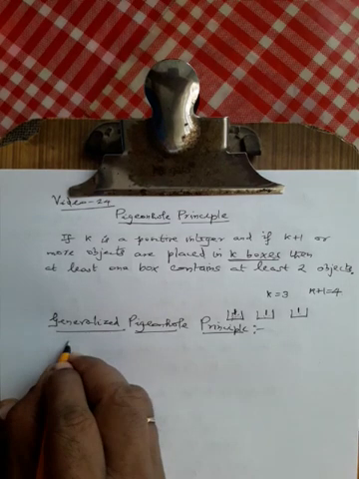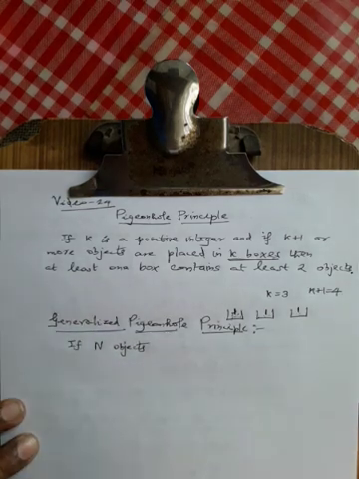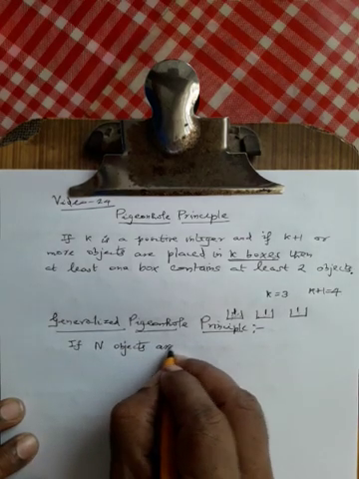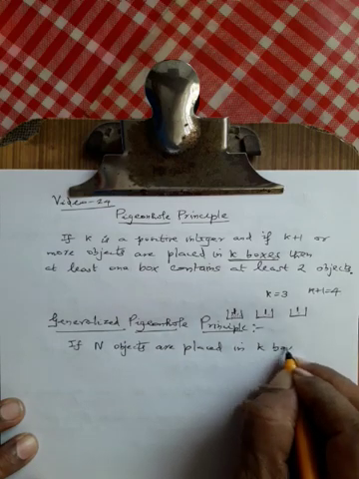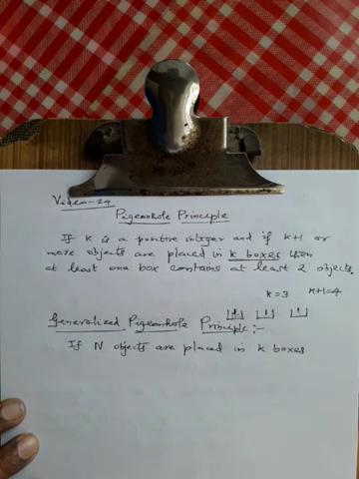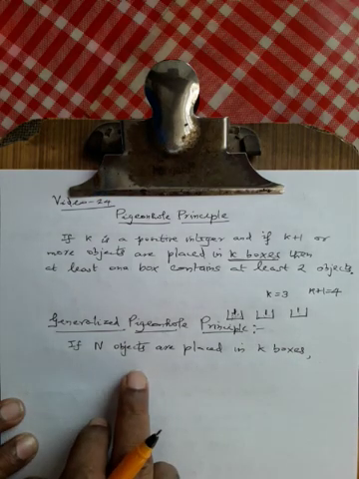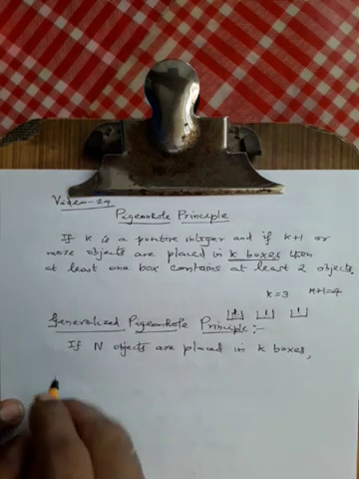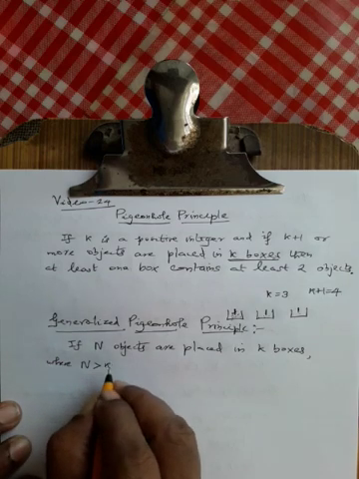Generalized: if n objects are placed in k boxes, where n is greater than k, then what is the condition here? The number of objects must be more than the number of boxes, where n is greater than k.